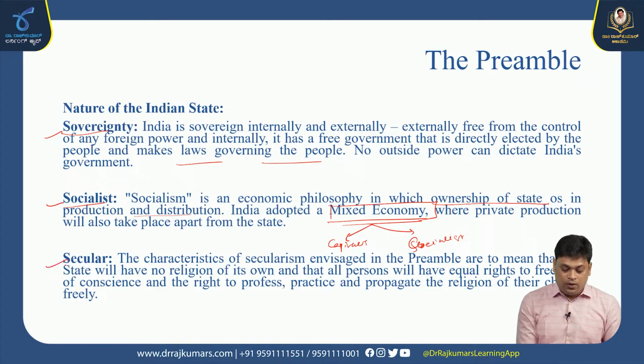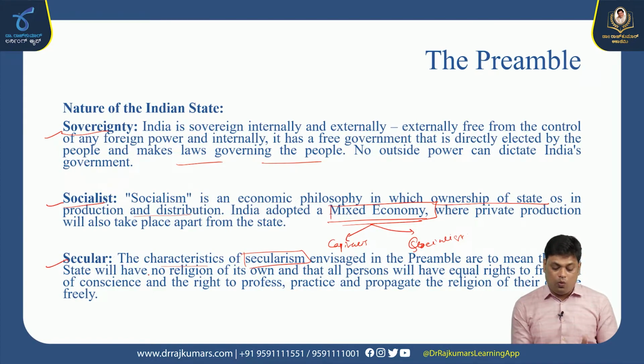Okay, secular. The characteristics of secularism envisaged in the preamble mean that the state will have no religion of its own, and that all persons will have equal rights to freedom of conscience and the right to profess, practice and propagate the religion of their own choice freely. Which means we have multiple religions in India due to a lot of invasions in our history. So every religion is supposed to be seen equally in the eyes of the government. That is called secular.